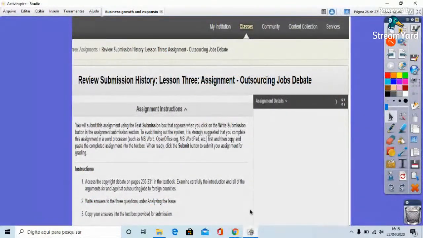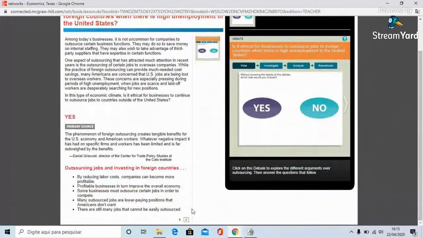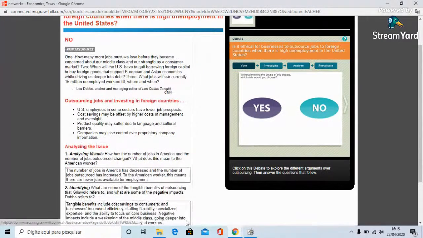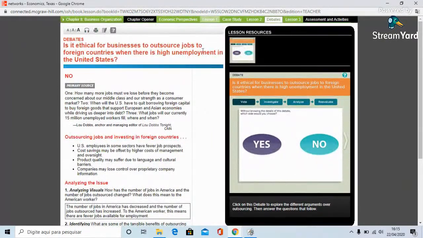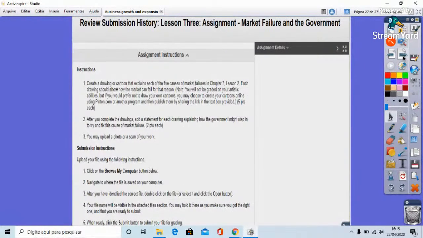You need to read the debate. Okay? And then you need to write the answers to the 3 questions under analyzing the issue. You finish, you copy your answers, and you post here and you submit. Remember, you're going to read, it's more than 1 page. And you have question 1, question 2, and question 3. Finished, submit about outsourcing jobs.